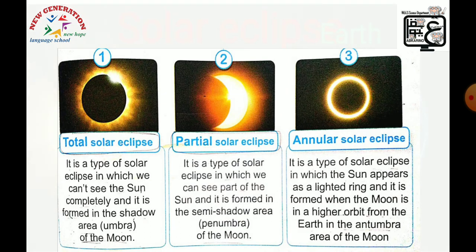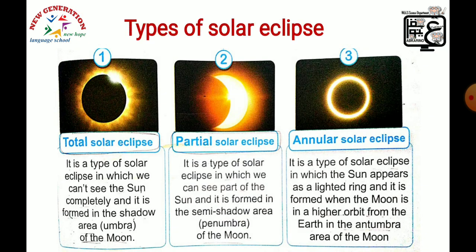And now we are going to talk about the types of solar eclipse. We have three types of solar eclipse. Number one, total solar eclipse. Number two, partial solar eclipse. Number three, annular solar eclipse. First, we are going to talk about the total solar eclipse.